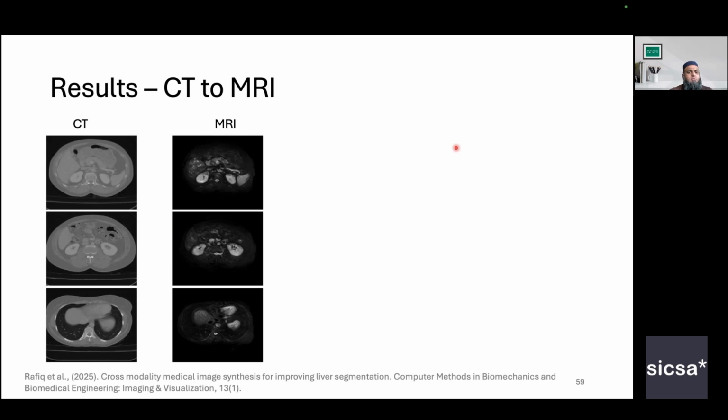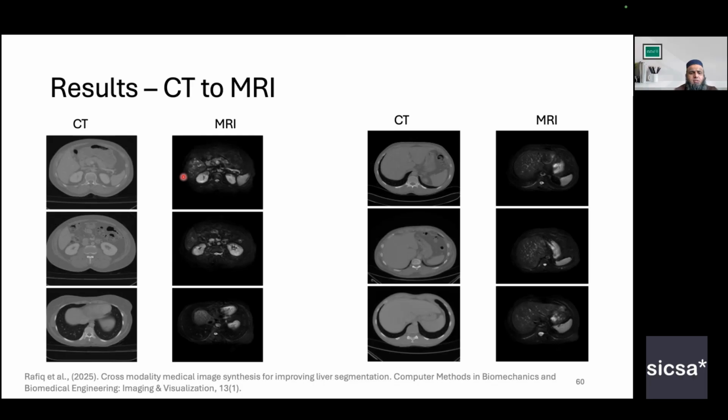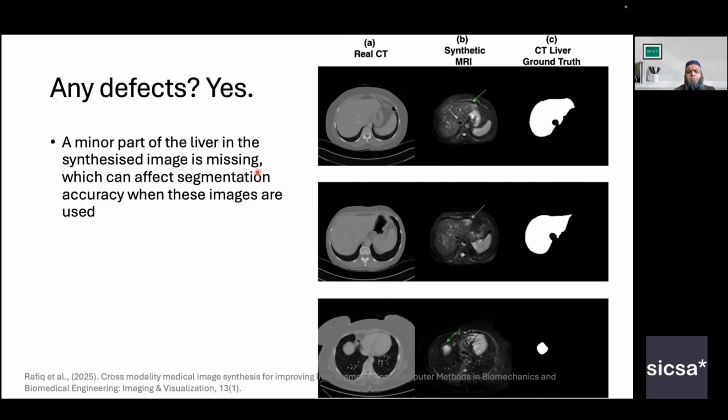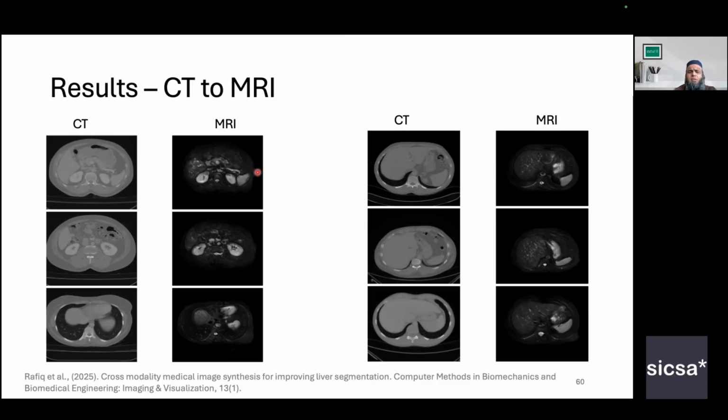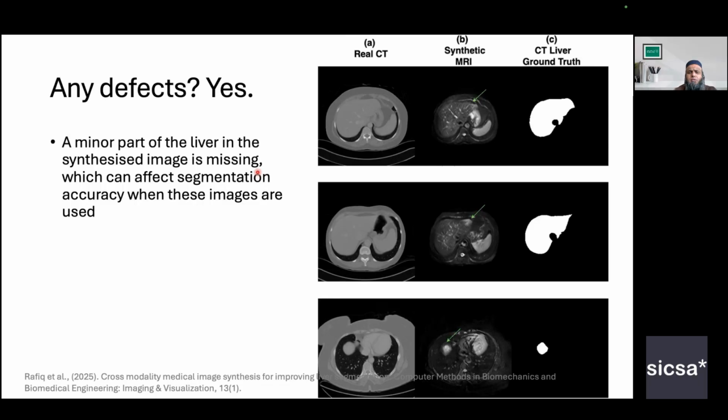So in terms of results, here we are looking at the results for the model. We are doing a transformation from CT to MRI. These are some sample images. On the right side, we see some CT images as input and some MRI images as output. The MRIs are completely synthetic here. What benefit does this bring? It improves the segmentation, but we will look at it in a while.